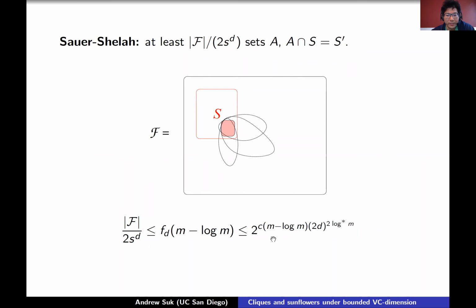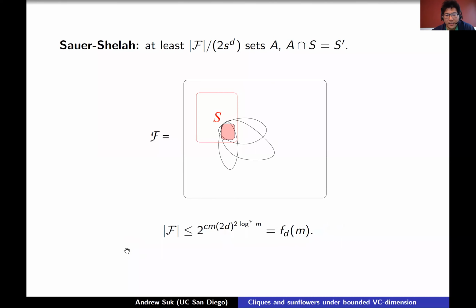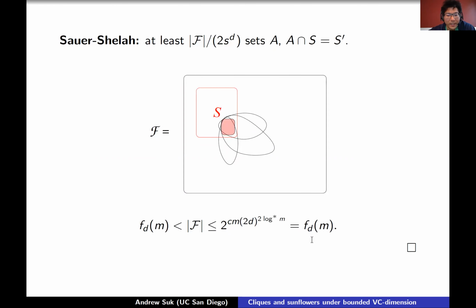Apply induction to argue that the size of this family is at most this quantity here. And then when you cross multiply this 2 to the D, you get that the size of the family is at most this F_D of m quantity, which is a contradiction because we assumed that it was bigger than the F_D of m quantity. So that's the end of this sketch proof.